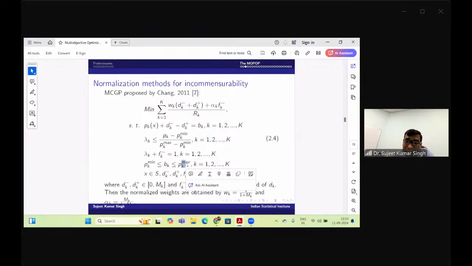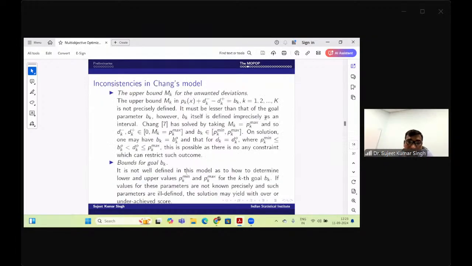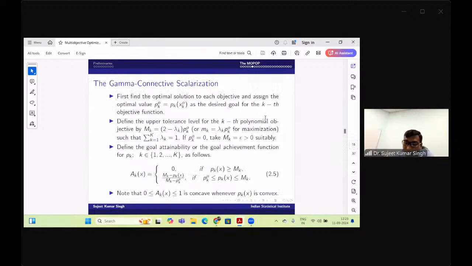Now the problem here is that when we are solving, the upper value of the deviation and the goal are both the same, so maybe at the optimal solution the deviation value comes out bigger than the goal itself. That's the contradiction, because our target is to reduce the deviation, but the deviation cannot be more than the goal value itself, the optimal value itself. So there were several types of issues even in their methods. We noted down all those issues, and then we propose something which can remove all these issues in the multi-choice goal programming problem.